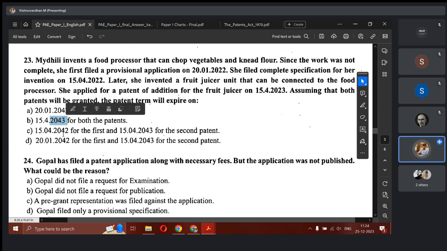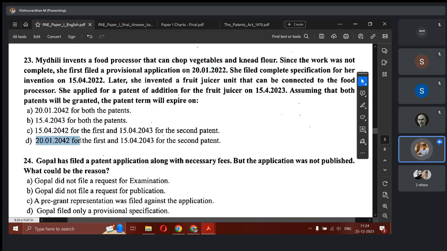Then 15/4/2042 for the first and 15/4/2043 for the second. This is also wrong because even though the complete was filed on 15/4/2022, the priority is drawn from the provisional date. Okay, unless she brings in some new claim or she had only partly disclosed the claim and she refined it later on. Until all that happens, this is still the priority date. So C is also wrong.